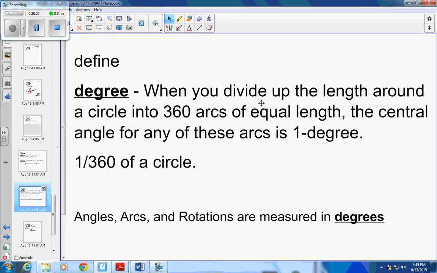Degree. Degree is when you divide up a circle into 360 equal parts. Each arc is going to be considered 1 degree. So 1/360th of a circle is a degree. And we use degrees to measure angles, arcs, and rotations. So just because you have a degree does not mean you have an angle. You could be talking about an arc or a rotation.